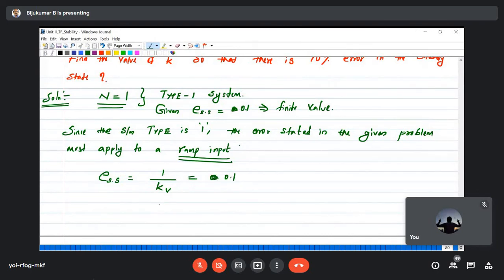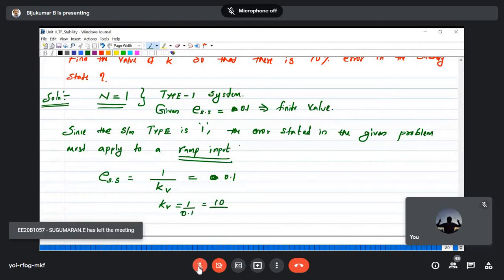So what is Kv? Kv is equal to 1 by 0.1, which is 10. Now our aim is to find the K at which value of K the steady state error becomes 10%, right? So what is the equation for Kv?